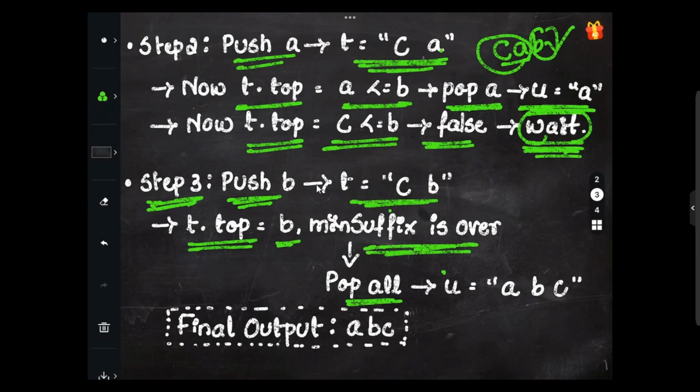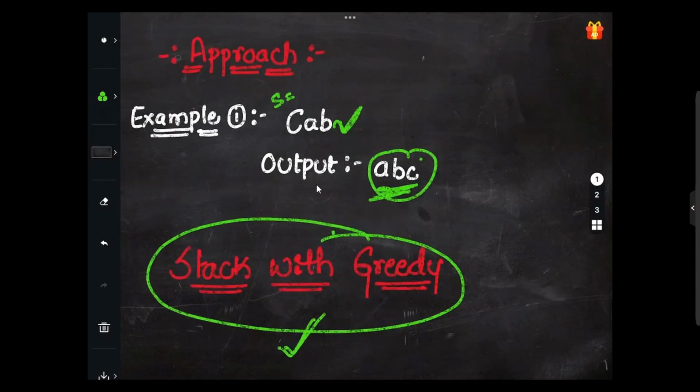The popped elements will be stored in lexicographical order. Basically it will be bc, right? We will be saving bc after a, as we have popped bc. In this step we are popping a, in this step we are popping bc, right? So we will save all the characters in u. Now u consists of abc. So the final output that we got here is abc, which is equivalent to the output they have given for the first example, right?